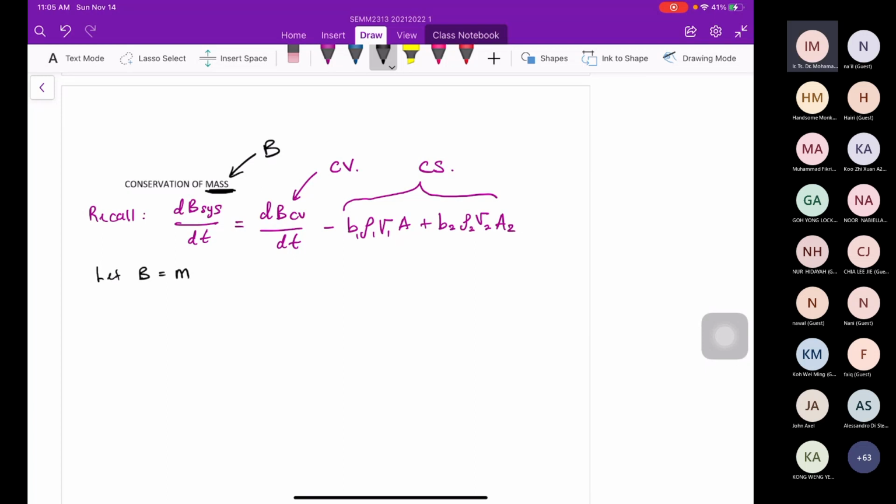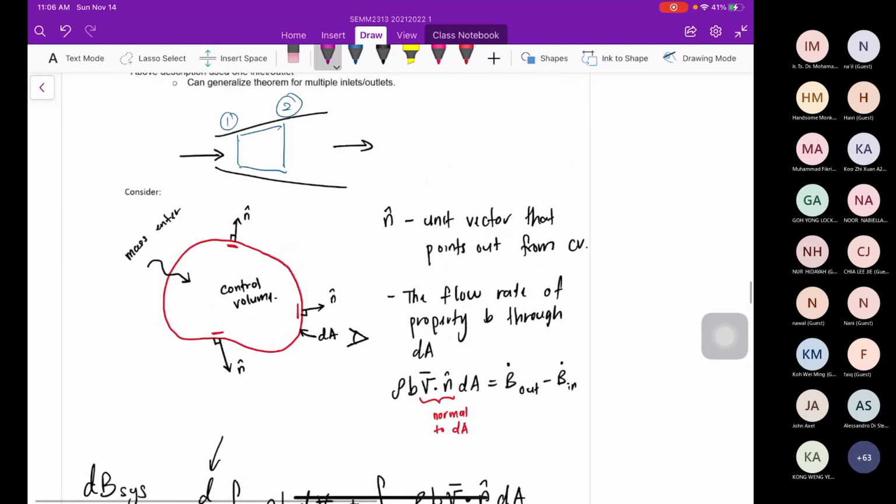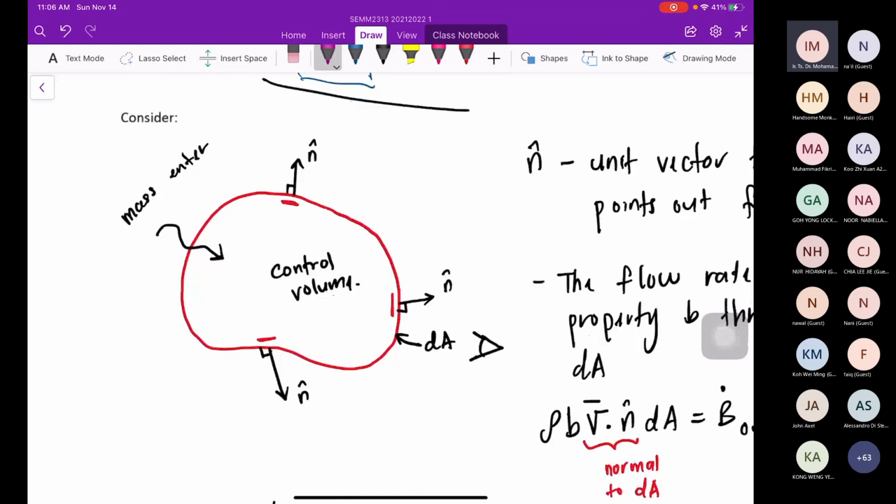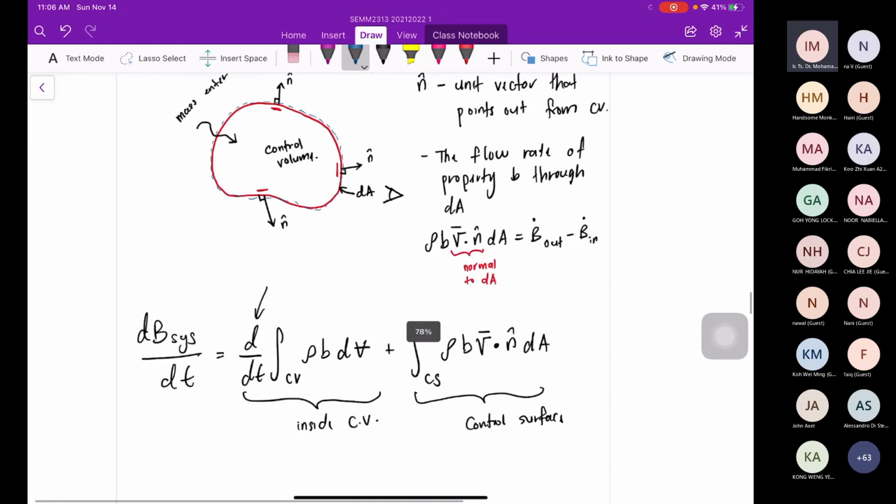CS is a control surface. It is the matter or the property crossing the control volume. This is the control volume, right? Surrounding the control volume is the control surface. It is a surface, that means it is the area. All this is the control surface.